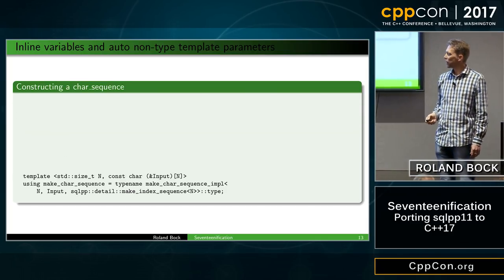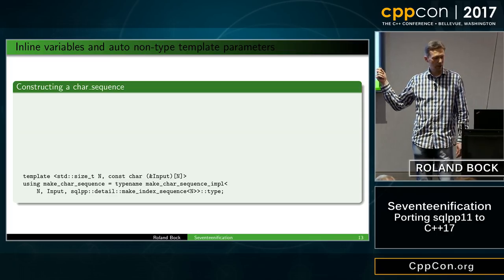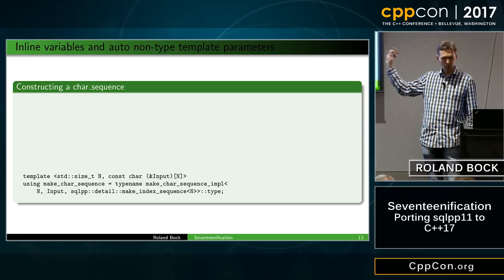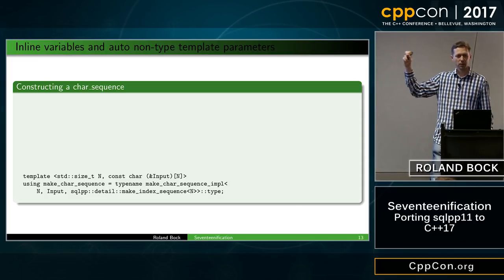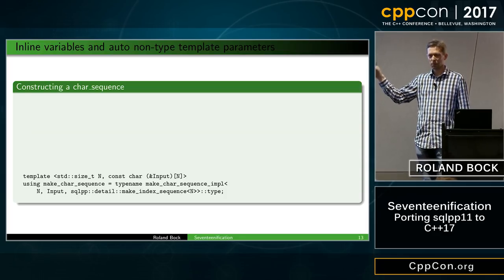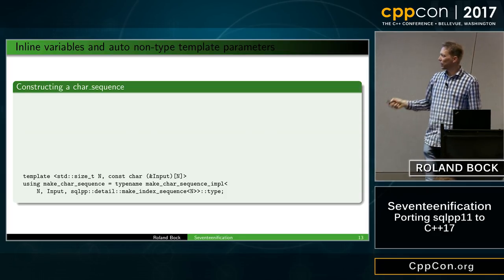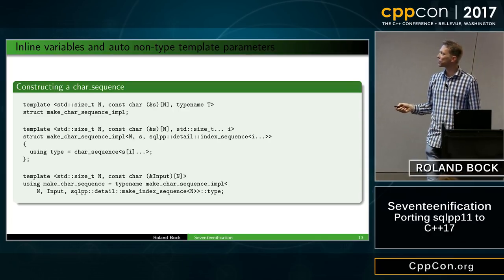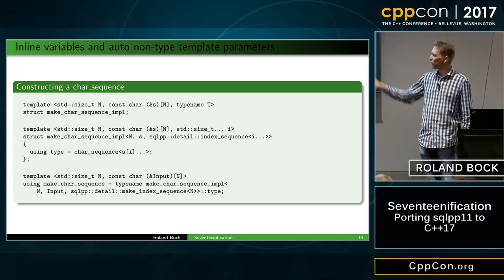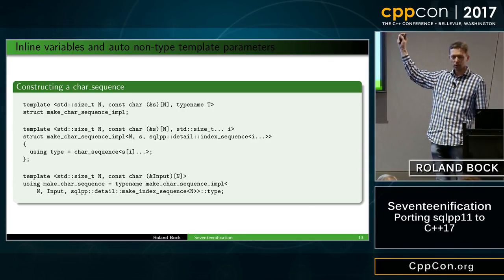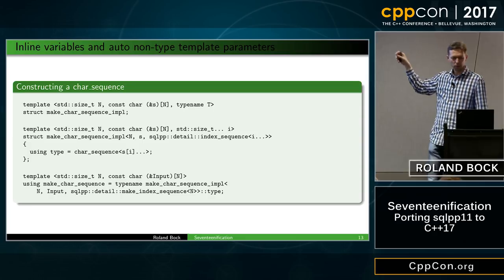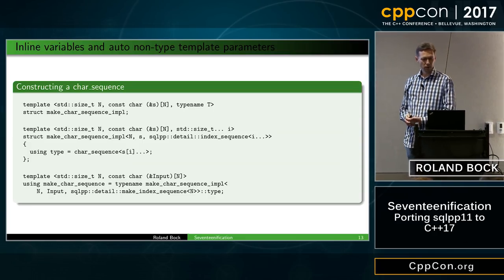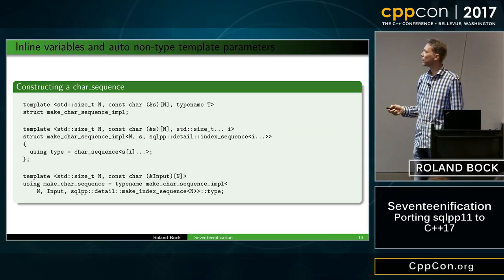Now, how do you construct that? As I said, you can use the character sequence at compile time. So what you can do is pass this character sequence as a reference to a template. You also have to pass the length, because otherwise the template wouldn't know what to do with it. And then you can, from there, build a character sequence. Using the index sequence, you can specialize on that and just iterate through all of those and put that into the character sequence type.